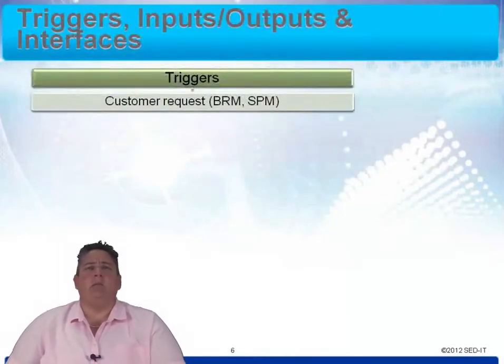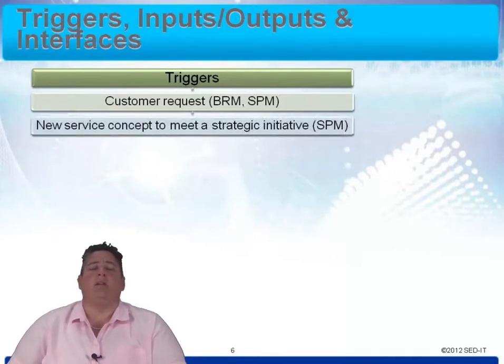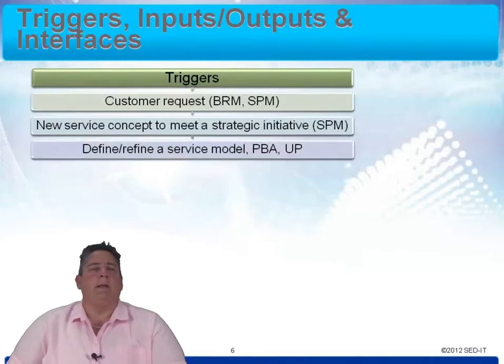The triggers for demand management would be a customer request for a service or a change to service. So it comes from BRM or service portfolio management, service level management. A new service concept comes in to meet a strategic initiative. Again, that would come from service portfolio management. To define or refine a service model or a PBA or a UP.